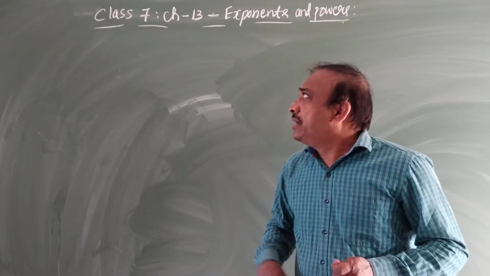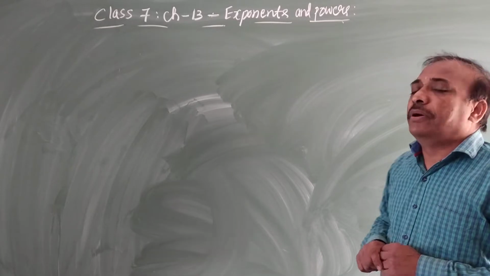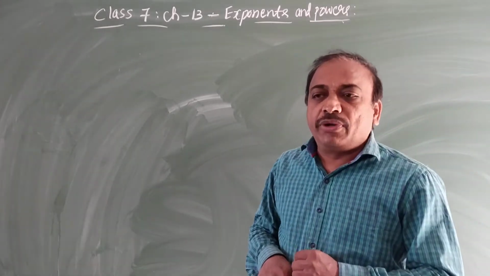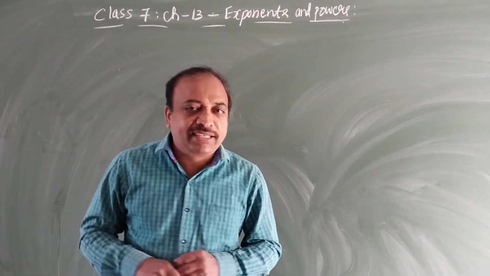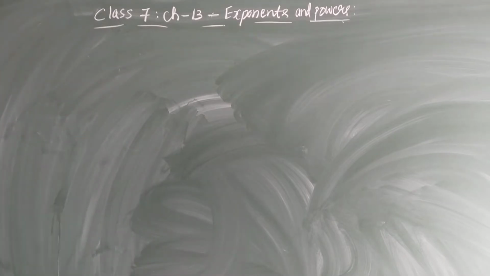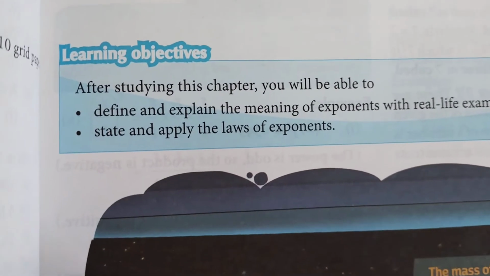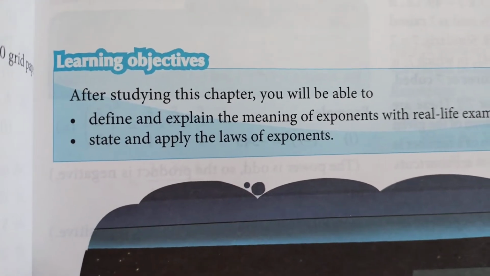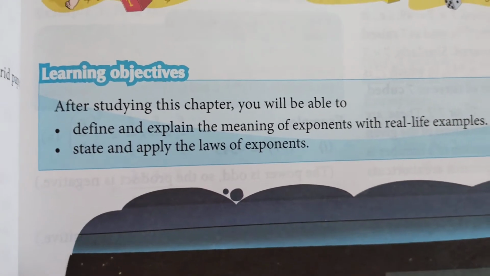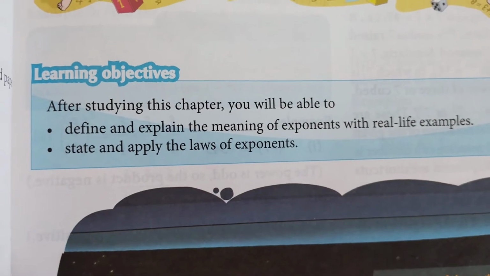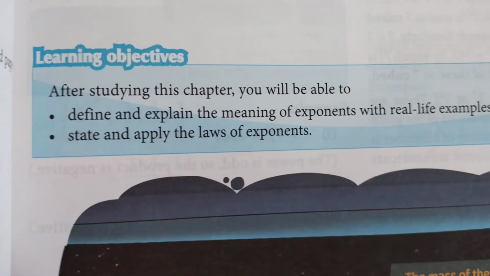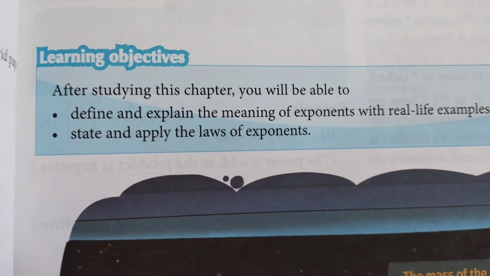The chapter name is Exponents and Powers. So let us see that. Learning objectives: after studying this chapter, you will be able to define and explain the meaning of exponents with real life examples, and state and apply the laws of exponents.